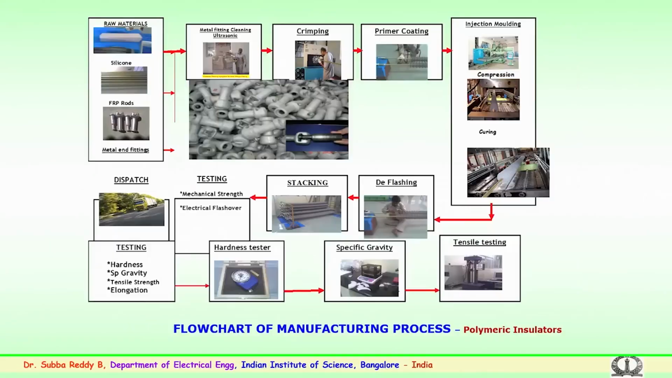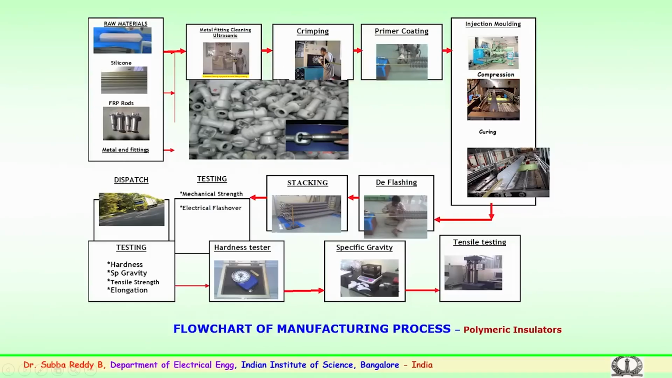So, this is how the process of the polymer insulator happens. A similar flow chart is shown here, where it gives the metal end fittings, fiberglass rod, and the silicon compound. The raw materials required are the silicon compound, fiberglass rod, and metal end fittings. The metal fittings, as mentioned, are cleaned with the ultrasonic arrangement, where the impurities are completely eliminated.